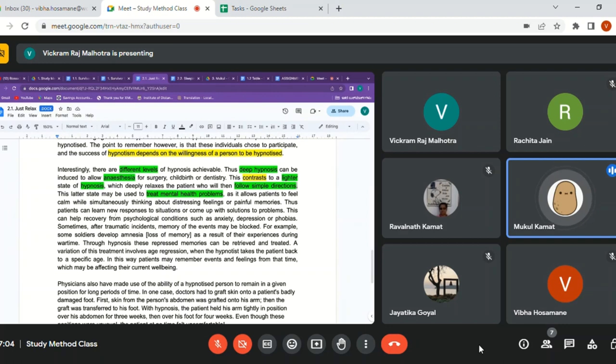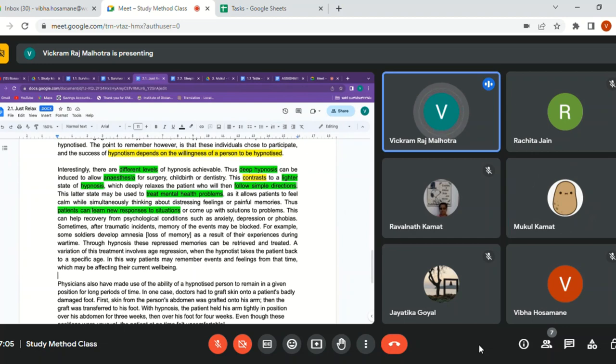Thus, patients can learn new responses to situations or come up with solutions to problems. Learn new responses? The whole line, or only learn new responses? Patients can learn. Okay, whatever you feel, I'll remove that. Learn new responses. Excellent.